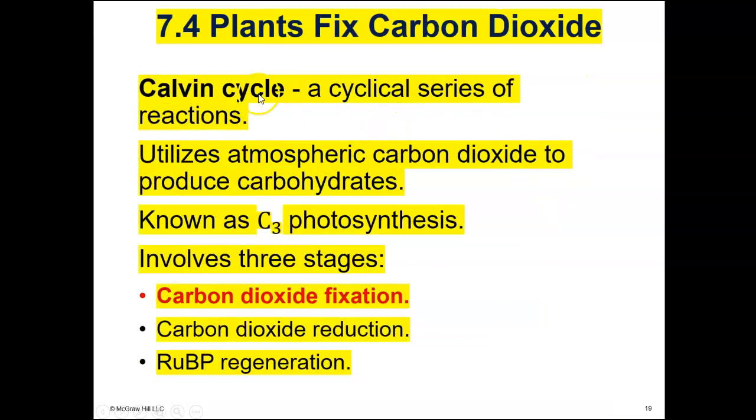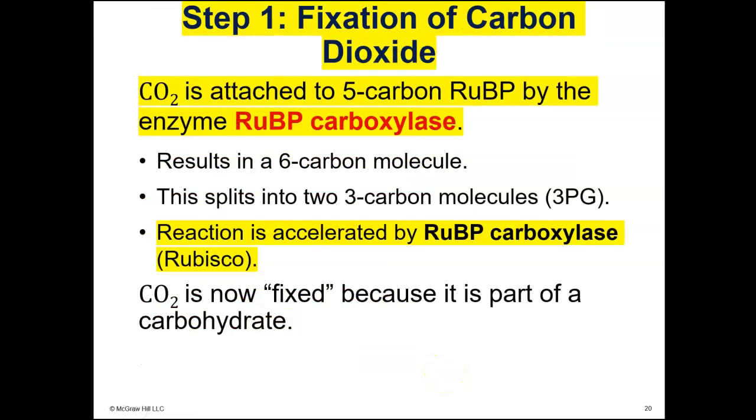And the Calvin cycle reactions are a cyclical series of reactions that takes atmospheric CO2, or carbon dioxide, and converts it into carbohydrates or food. There are 3 stages in the Calvin cycle. There's carbon dioxide fixation, carbon dioxide reduction, and RUBP regeneration. In the first step, the fixation of carbon dioxide, it is attached to a molecule called ribulose bisphosphate, RUBP.